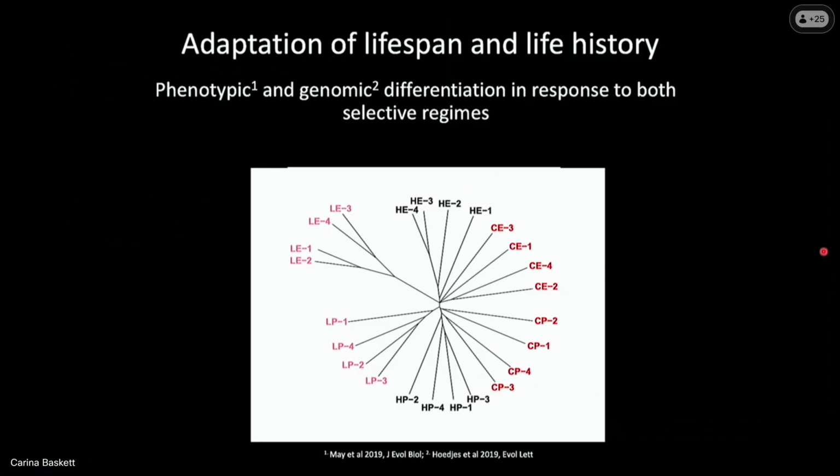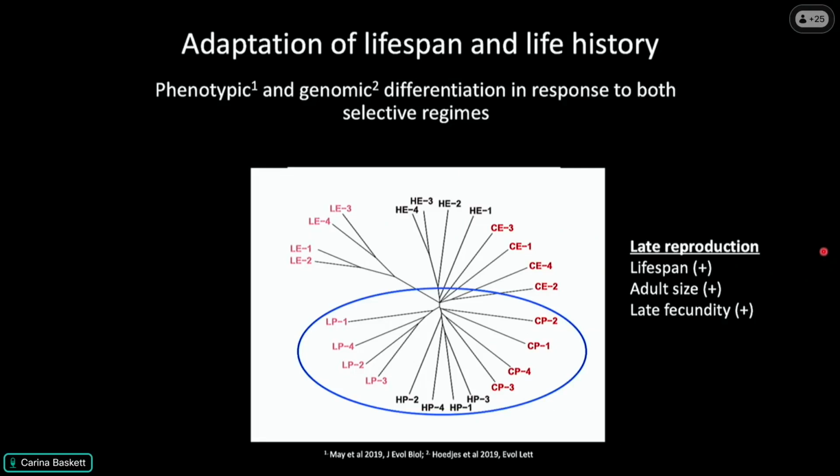And we used PoolSeq to do this. So we sequenced all these lines. And then the first thing that we did was to just create an overview of genetic differentiation among these populations. And what we see is, yes, indeed, these lines differ phenotypically and also genetically. So the late reproducers, which are all in the circle below, have a higher lifespan, they live longer, they are bigger, and they reproduce later compared to the early reproducers.